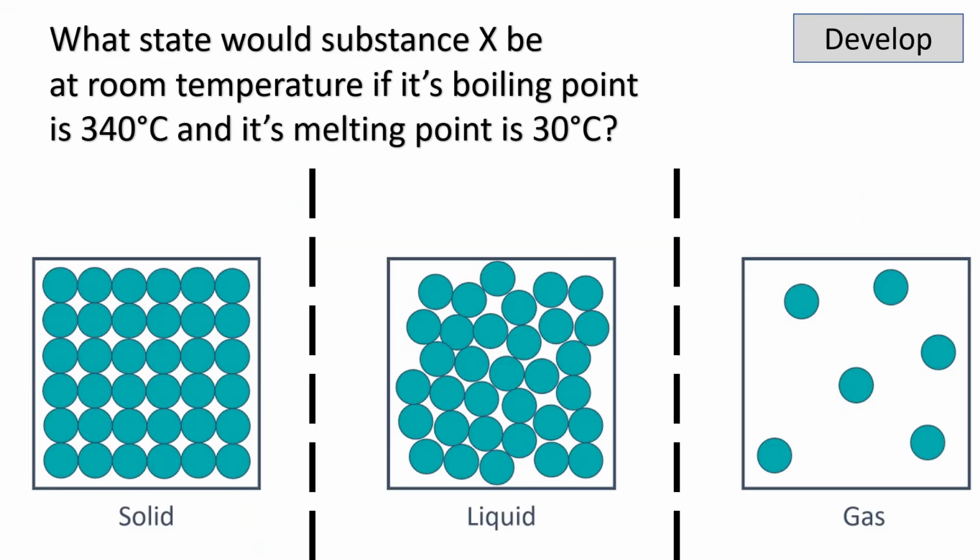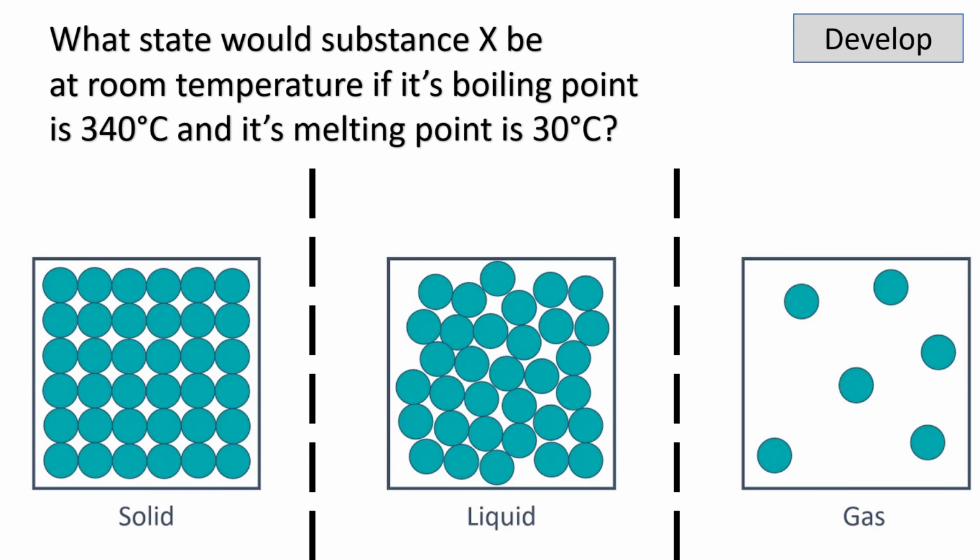So this is a sort of question that they might give you when they want to talk about changes of states and understanding that different substances have got different boiling points, different melting points. They don't give you a diagram, but for myself, I find it difficult to actually work with this without a diagram. So for me, I would be jotting down at least these lines to help me. So let's have a look at this question. It says, what state would substance X be at room temperature if its boiling point is 340 degrees Celsius and its melting point is 30 degrees Celsius?